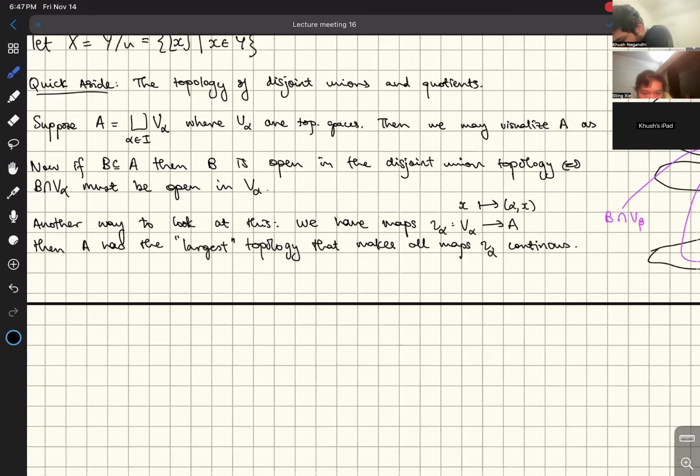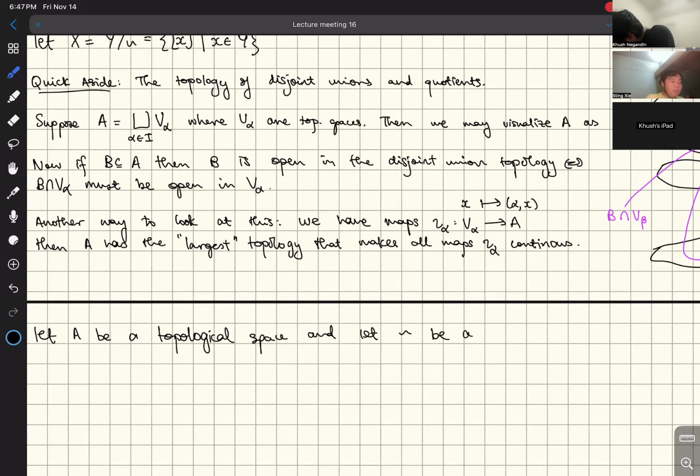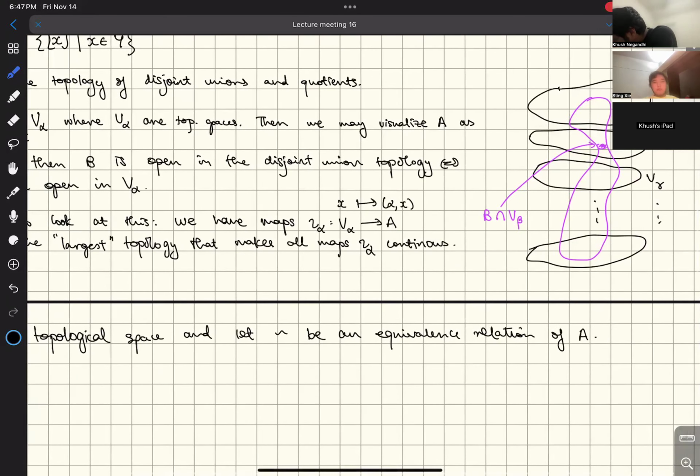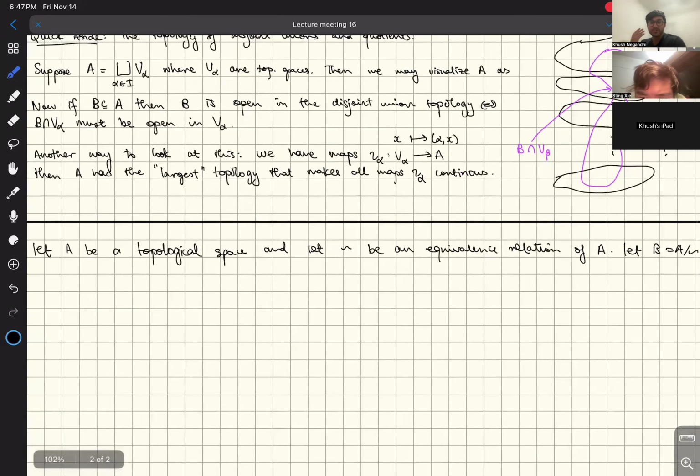Okay, now let's look at the quotient. Let A be a topological space, and let twiddle be an equivalence relation on A. Let B be A quotient twiddle. Now the question is, what is the topology of B?